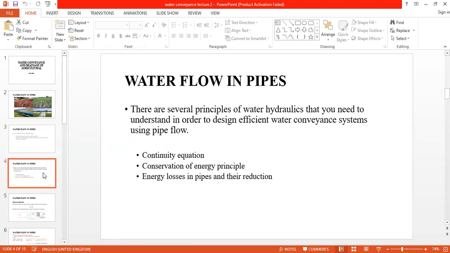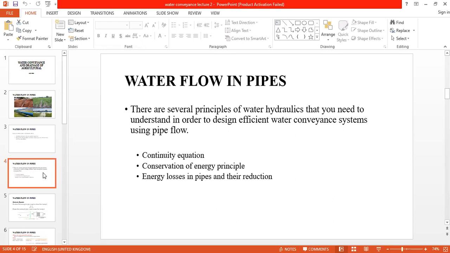To do this, we're going to look at several principles again that govern the movement of water in pipes. We'll look at them one by one, and eventually these will lead us to being able to calculate the size of pipes to use, and the amount of energy to apply to a system for it to deliver water to our farms at a certain rate, or to have a certain discharge of water at your farm.